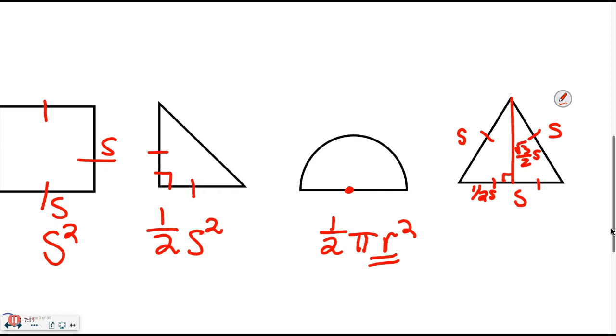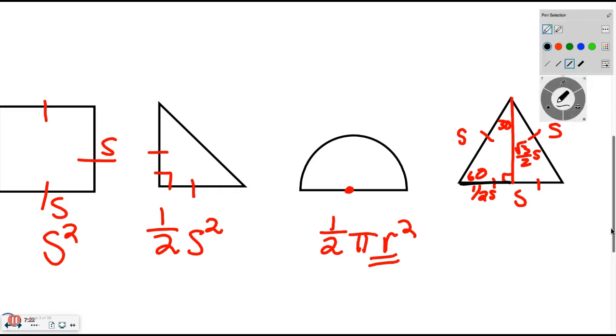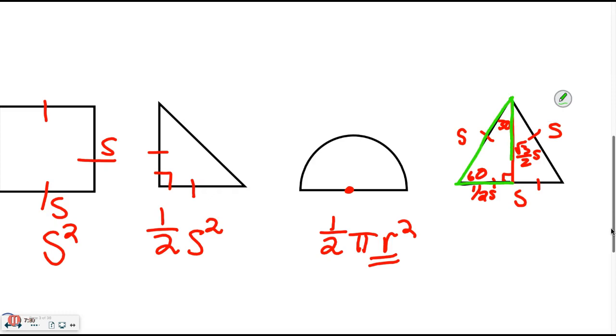Because remember, that's your 30, 60, 90 relationships. That is all about, I'm going to take my mask off, all about that short side. And the hypotenuse is twice the short side. Again, if you're like, I didn't remember that, well, that's because it's been a while since you had geometry. But the hypotenuse is twice the short side. And the long side is the short side times the square root of 3.